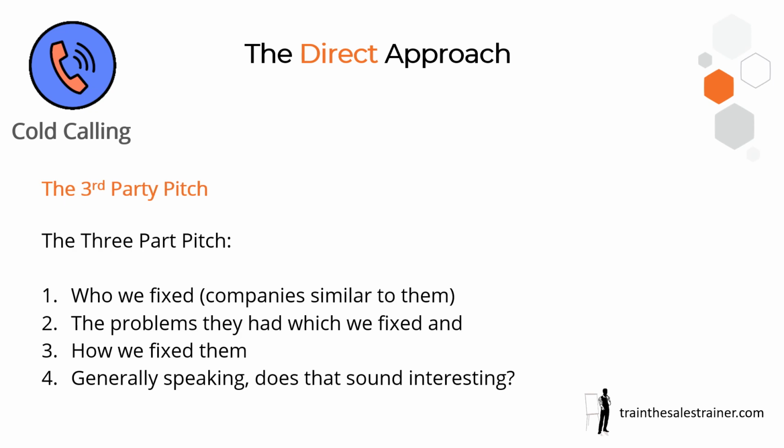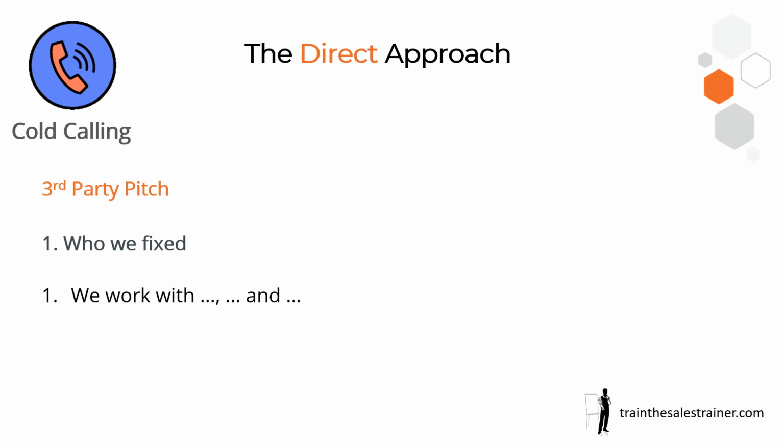The next stage of the direct approach is the third-party pitch or 30-second commercial. A third-party pitch is when we use companies we've worked for or work with now to highlight the value we can bring. It's a 3-part pitch. It's who we fixed, which will be companies similar to them, the problems they had which we fixed, how we fixed them, and generally speaking, does that sound interesting? Part 1 is who we fixed. It's very simple. We work with A, B, and C. Write down now, who have you worked with? A, B, and C.